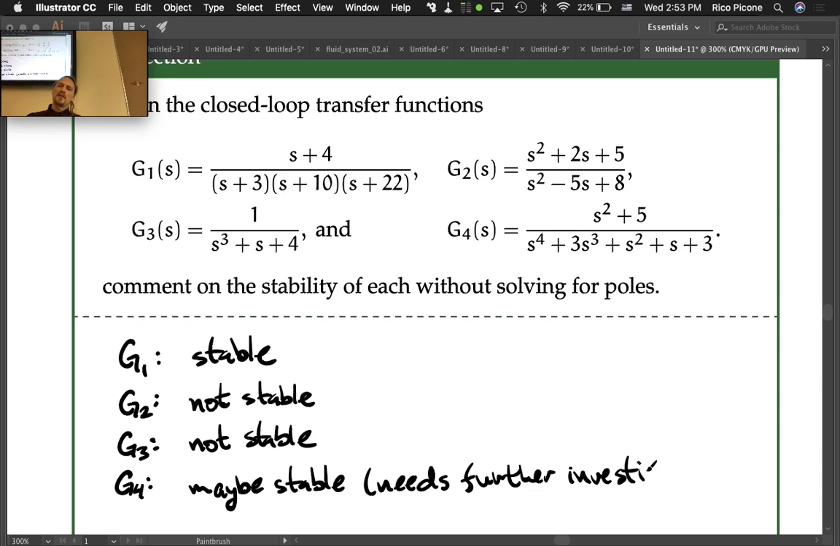This is just an exercise in recognizing stability and instability just by looking at the transfer function, without even knowing what the poles are. Just saying, oh, that one's unstable, that one's unstable. This one might be stable, it might be unstable, it might be marginally stable. We don't know. It's not clear from just inspection of the transfer function. We would have to actually compute where the poles are, or we can use the criterion from the next section, which is the Routh-Hurwitz criterion.